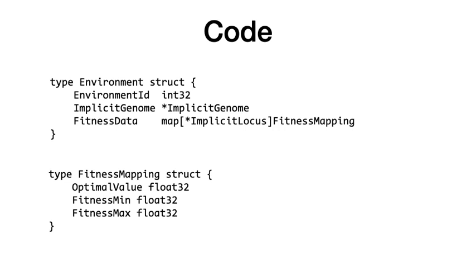For example, if you have a discrete locus that has 25 possible values, a fitness mapping might have an optimal value at 5. Then it has a minimum fitness of, let's say, 0.1, and a maximum fitness of 2. So basically, how close you are to that value will tell you what your fitness is. The optimal value is where the maximum fitness occurs, and depending on how far away from that, you'll get closer and closer to the minimum fitness.